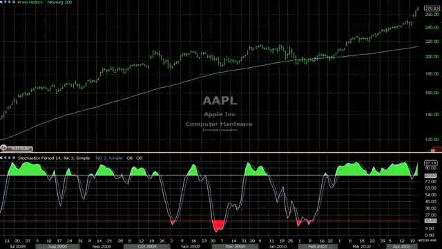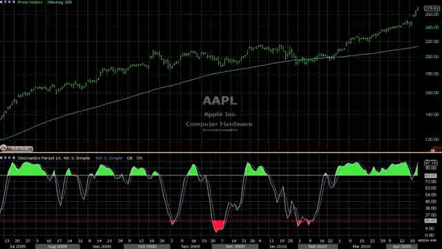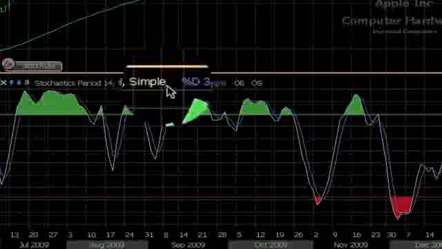So if the close is consistently at the high range, we are seeing a rising stochastic, which means we are experiencing buying. If we're seeing consistent closes at the low range, we're seeing a falling stochastic, which means we are experiencing selling. The default settings for stochastic are 14, 3, 3.